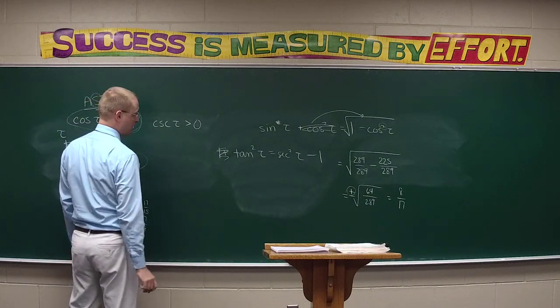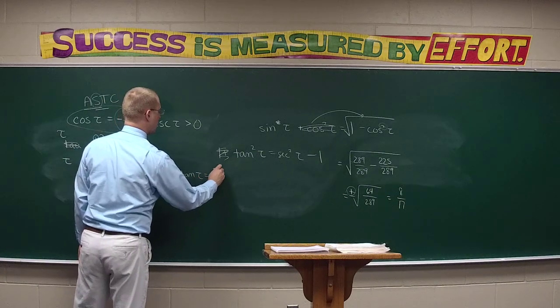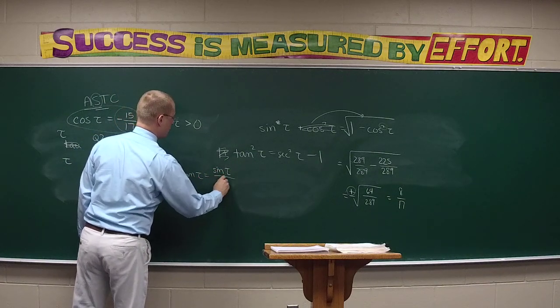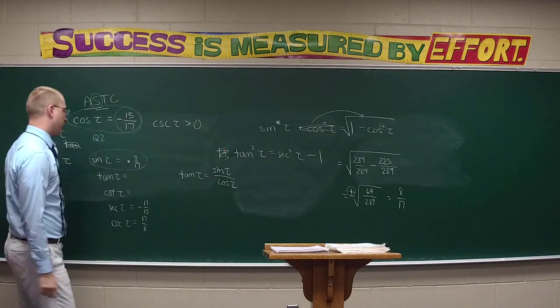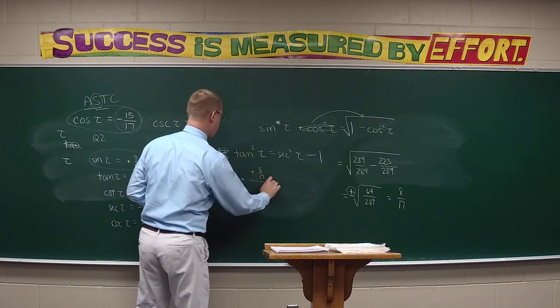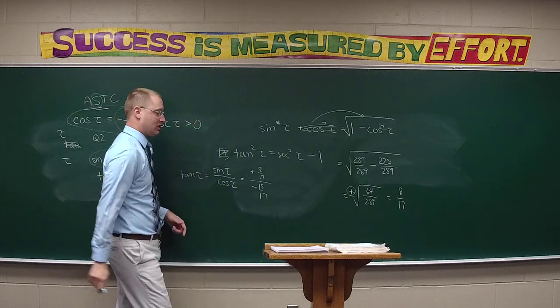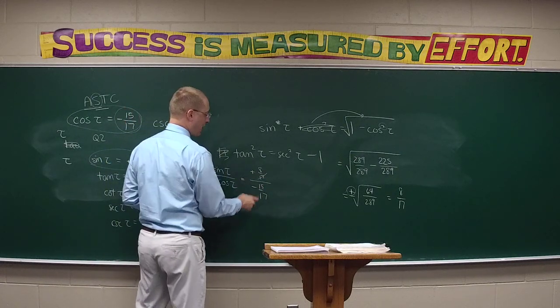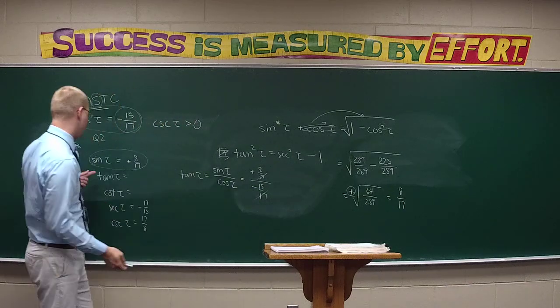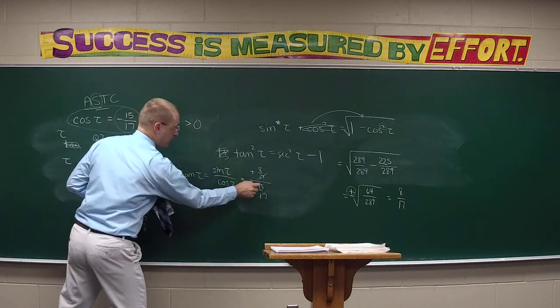Tangent equals sine over cosine. That is going to be very helpful here, because if I put the sine, which is a positive 8 over 17, over the cosine, which is a negative 15 over 17, what happens to the 17s, class? They cancel. They're both common denominators. So what is my tangent? Negative 8 over 15, because positive divided by negative is negative.